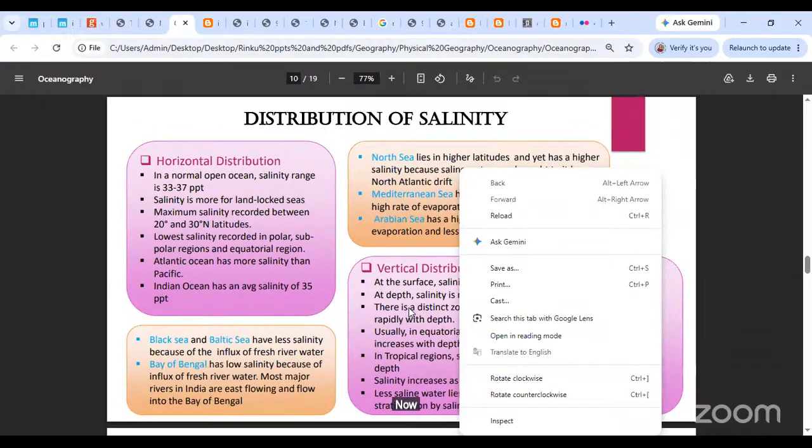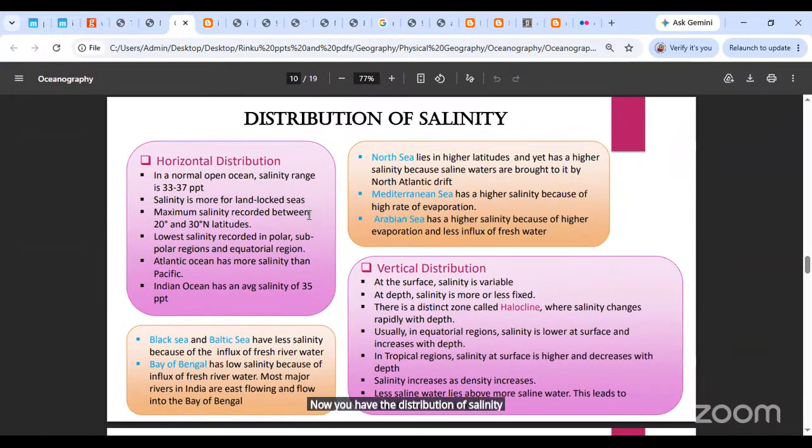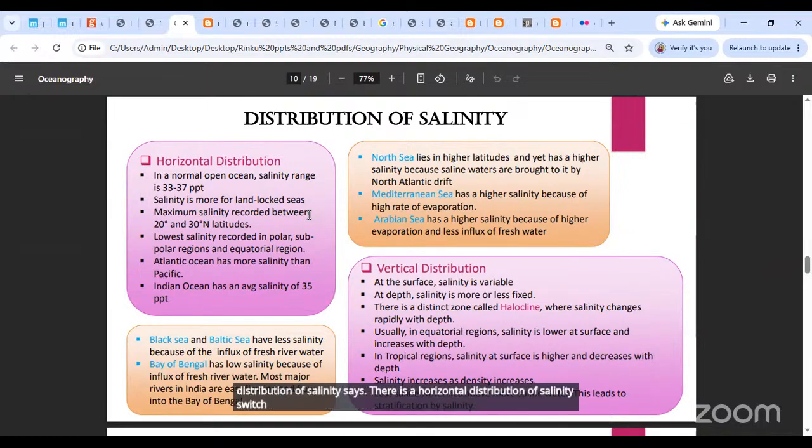Now you have the distribution of salinity. Let's see what the distribution of salinity says. There is a horizontal distribution of salinity, and a vertical distribution of salinity. So now the horizontal distribution, you're saying, it is in the... one second.